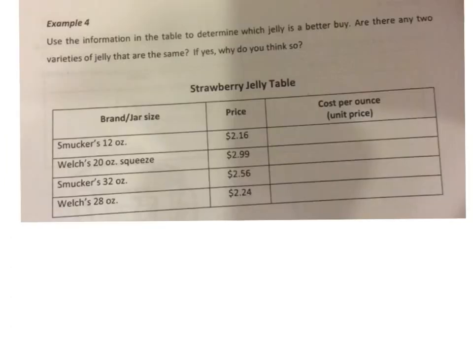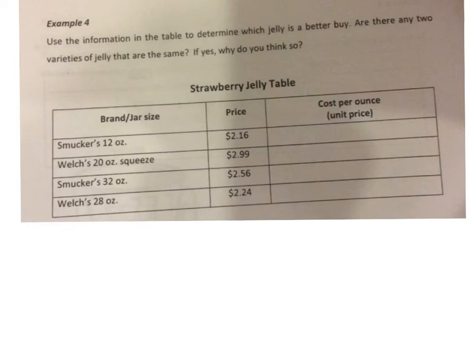Okay, example 4. This is really where I use unit rate in my real life all the time. It says, use the information in the table to determine which jelly is the better buy. Are there any two varieties of jelly that are the same? And if yes, why do you think so? So we have a table that talks about the strawberry jelly.